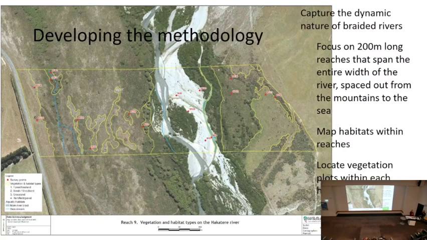And what we ended up doing is choosing 200-metre lengths, what we call reaches, that span the entire width of the river. And we had a number of those between the source and the sea. Within those reaches, we mapped habitats, the waterways, any wetlands, and the different vegetation types within the braided river or in the braidplain. Within each of the vegetation types, the idea was to put some plots to measure the species compositions and that kind of stuff.